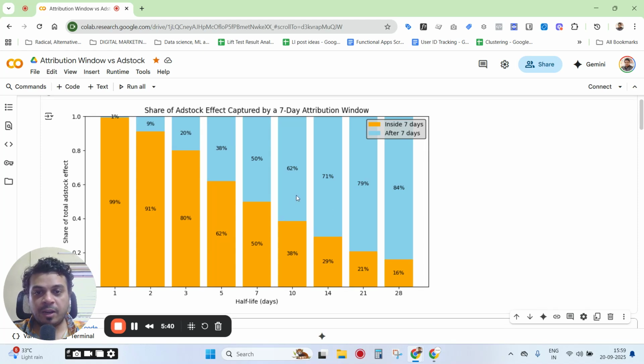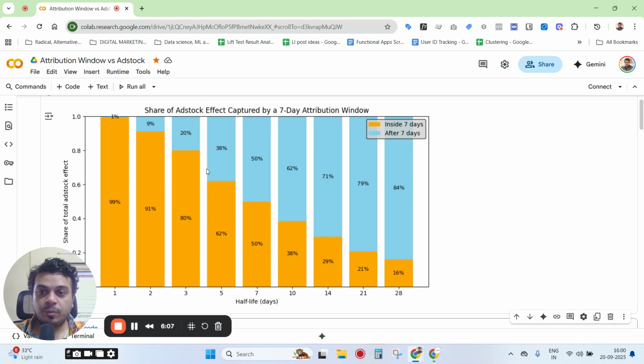So if you have an attribution window of 7 days, then 50% of your actual effect, which would have been possible and given by Adstock, is actually captured by the attribution window. So there's still 50% which is not going to be captured, right? If it is 3 days, actually more of it has been captured, right? Because the effect is shorter. The half life is 3 days, which means that it's not just going to be double, right? It's coming from a geometric concept.